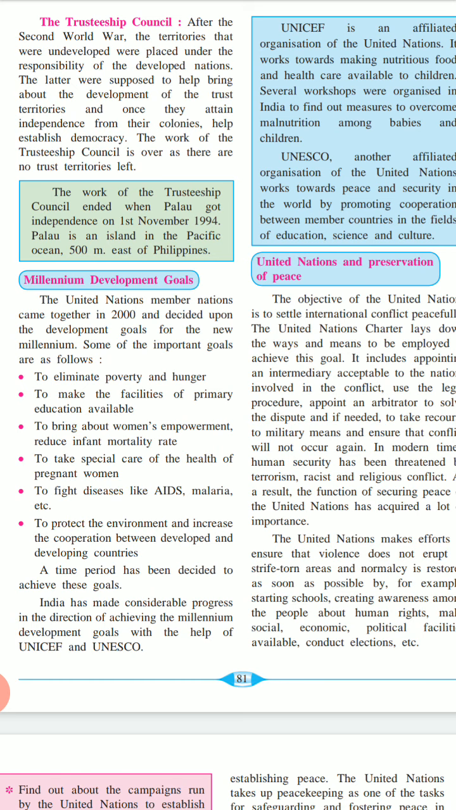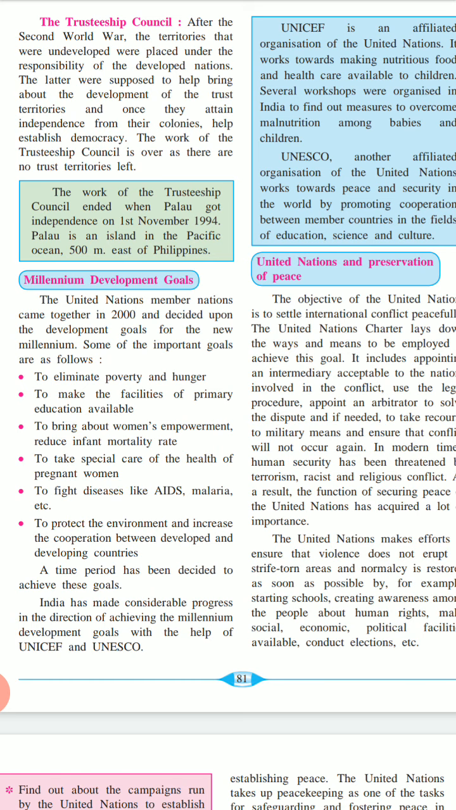Talking about the Trusteeship Council, students, nowadays we don't see it because now each and every country is considered a democratic nation. But this is a council which was framed after the Second World War. Some countries were underdeveloped, some were developed, some were developing. In such a condition, the developed nations were given the responsibility of taking care of the developing and the underdeveloped nations.